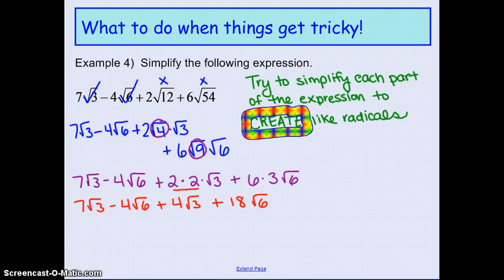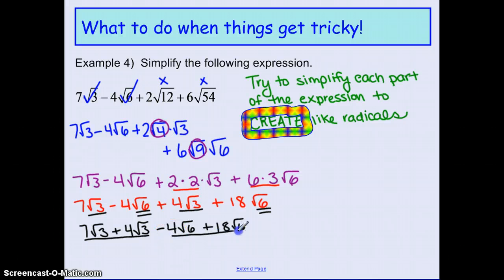Now hopefully you've noticed that what I have here is some like radicals. I combined that 6 and 3 to get the 18. We've got some like radicals. We've got 3 radical 3's here, and then we also have radical 6's here. So what that means is we can add the 7 and the 4 and add the negative 4 and the 18. So I'm just going to rewrite this one more time so you can see what I'm talking about. 7 radical 3 and 4 radical 3. And then a negative 4 radical 6 and an 18 radical 6. So we can combine these two, and we can combine these two.